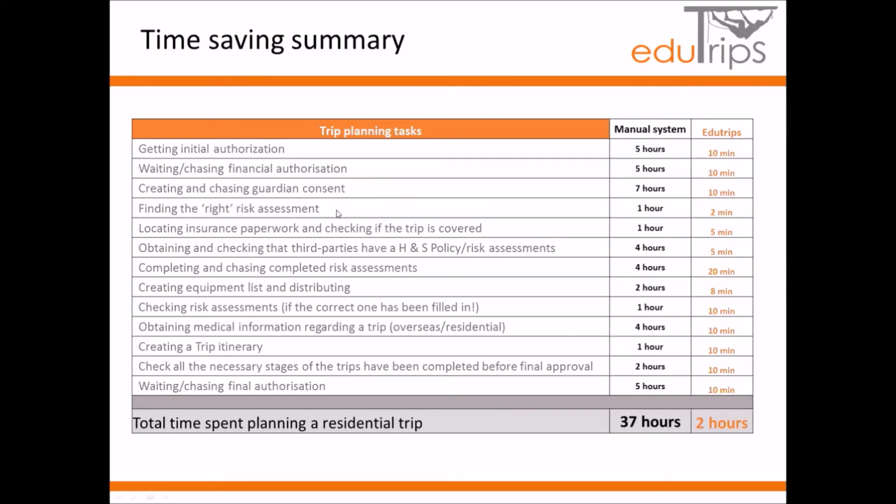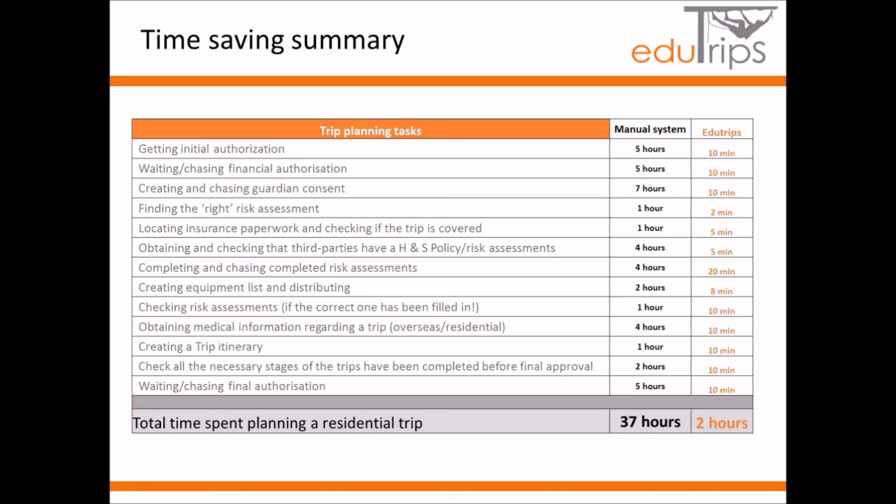Finding the right risk assessment if you've got various types. So the EduTrips system, depending on the type of trip that you're planning, will automatically provide you with the right fields to complete for your trip. Locating insurance paperwork that should be checked against each trip that's run. Obtaining and checking third-party details. And completing and chasing the completed risk assessments. Again, this is all done online now.